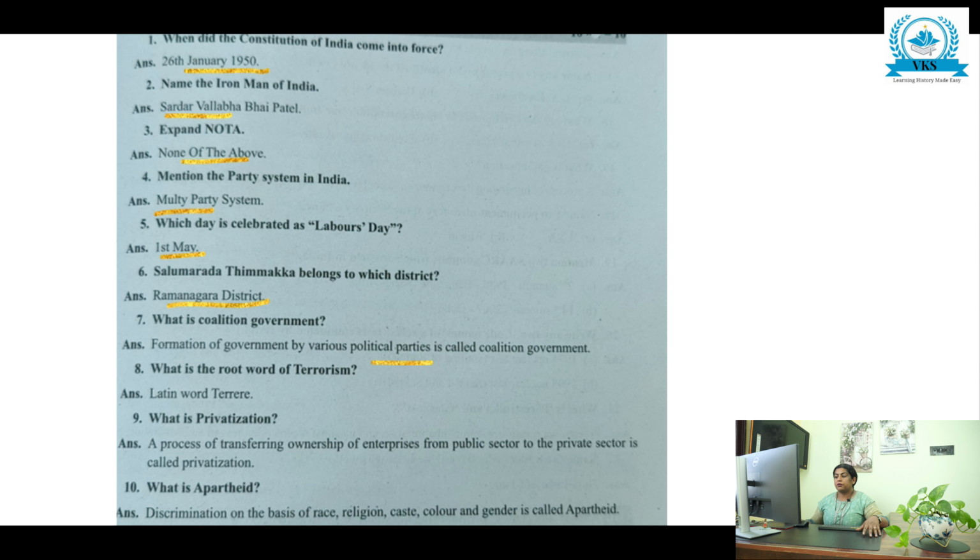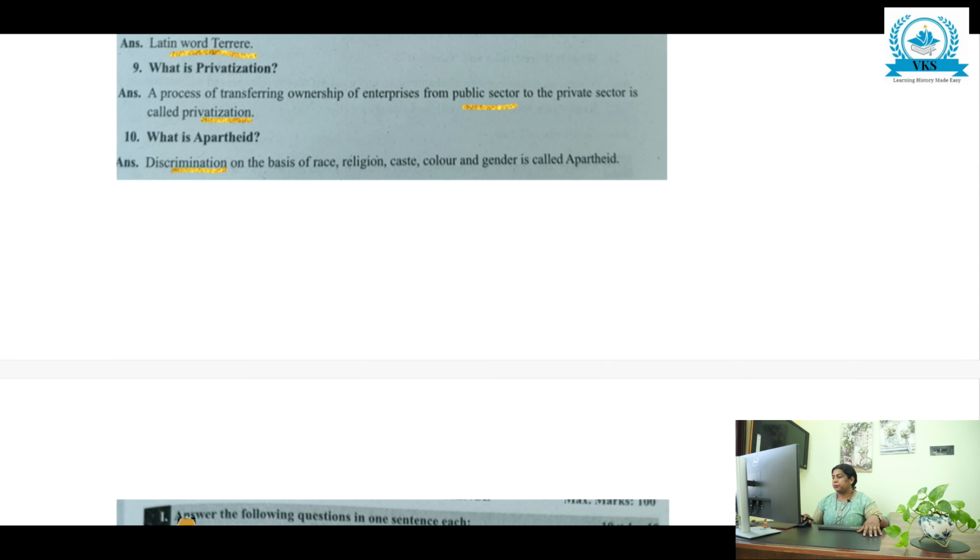What is the root word of terrorism? This again is a repeated question, Latin word terror. What is privatization? Process of transferring ownership from public sector to private sector is called as privatization. What is apartheid? Discrimination on the basis of race, religion, caste, color and gender is called as apartheid.